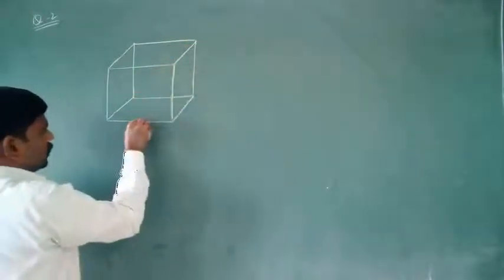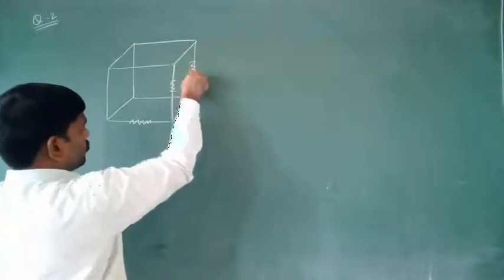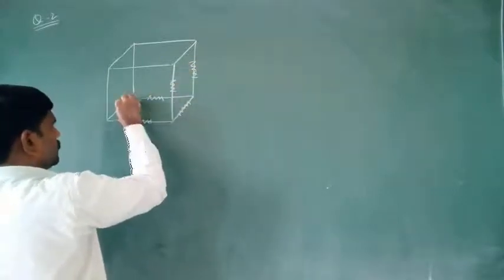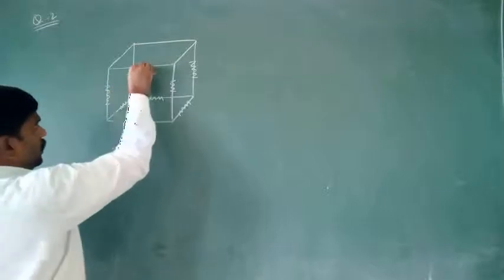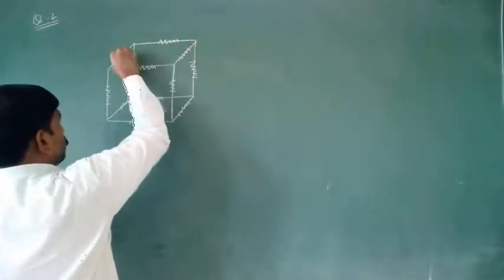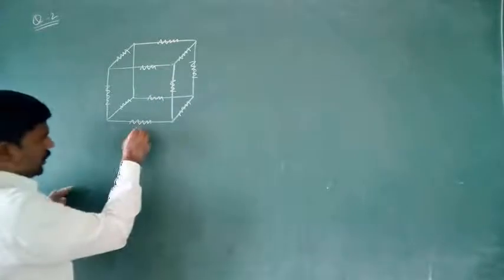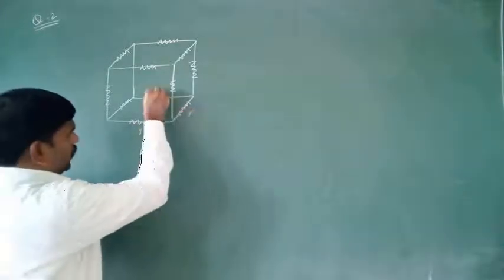Yes. This is the first resistor, second one, third one, fourth one, fifth one, sixth one, seventh one, eighth resistor, ninth, 10, 11 and 12. 12 resistors. These are the sides of the cube. Here all the resistors are equal.